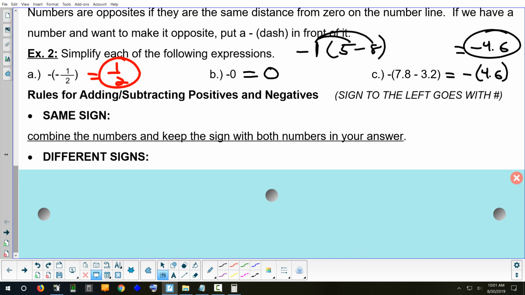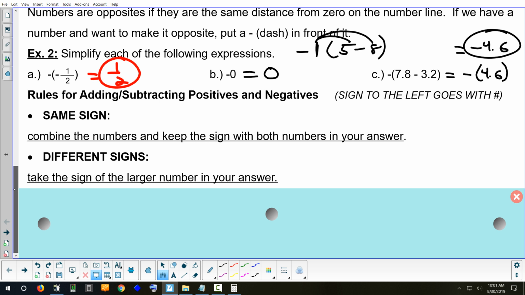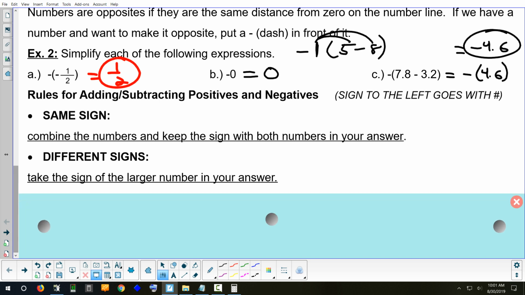When we have different signs, that could be like negative 5 plus positive 2. Now you're adding, but one thing you're adding is negative, one thing is positive. That's different signs. So when we have different signs, we're going to take the sign of the larger number. Think of it as the larger number has more power, so that's going to control what the sign is in your final answer.